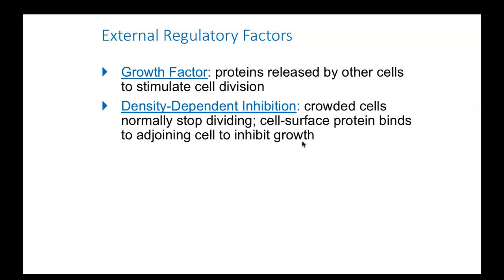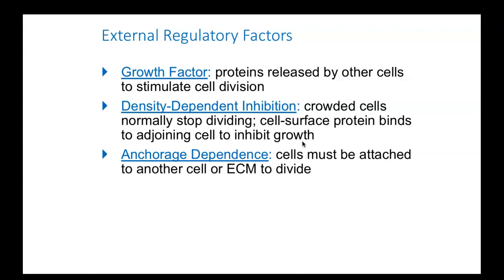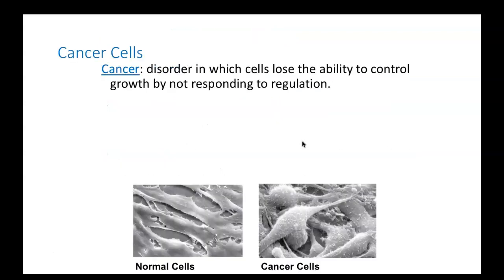Density-dependent inhibition. Crowded cells will stop dividing. Surface cell proteins will bind to adjoining cells to inhibit growth. So some cells will release proteins that will bind to other cells and will inhibit their growth. And then anchorage dependence. Cells must be attached to another cell or to the ECM to divide. Remember what the ECM was? It was the network of proteins and carbohydrates on the outside of the cell. It's what I said looked like barbed wire on the outside of a prison. So that's the ECM, extracellular matrix. If you don't remember that, then go look up a picture of it.